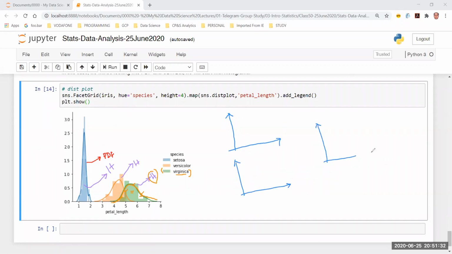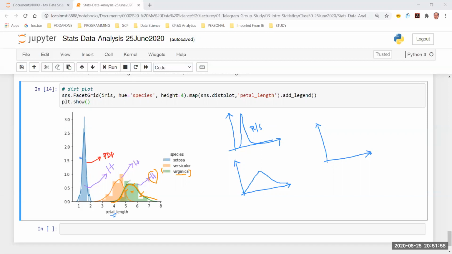If I create 3 separate diagrams and look at the dist plot, I can clearly see that the one representing the petal length for the flower setosa, the distribution of the petal length, is something like this. It's not an exact drawing, but it's something like this. This is a right skewed thing, right? But if you look at the rest of the two, they are almost centered.